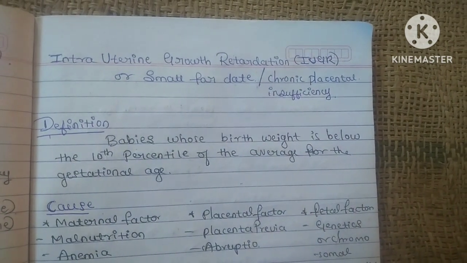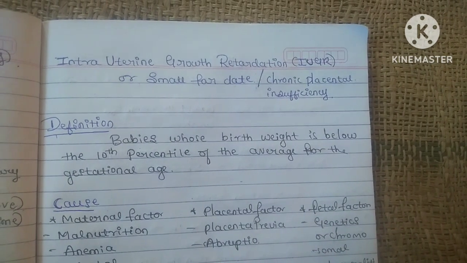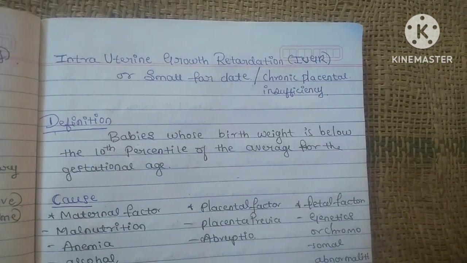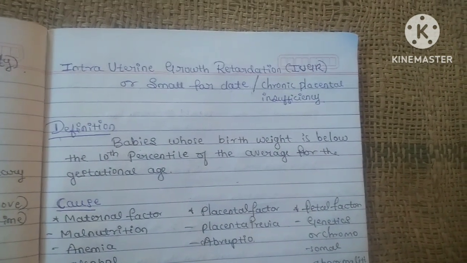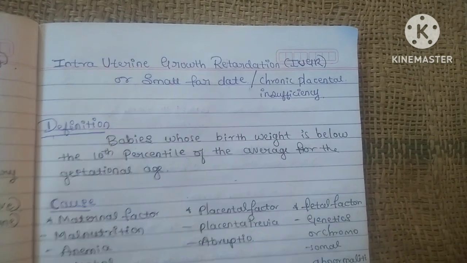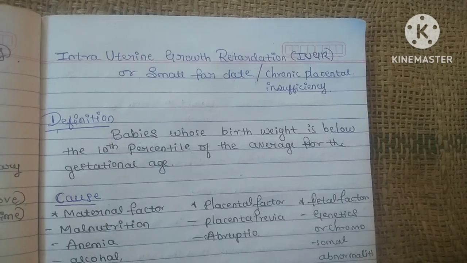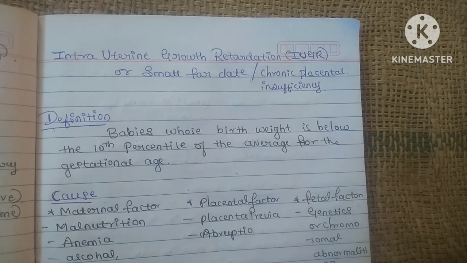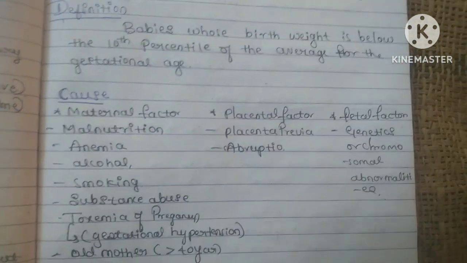Babies whose birth weight is below the 10th percentile of the average for the gestational age. The baby's weight is below the 10th percentile of the average for gestational age. There is a difference in gestational age, but the baby's weight will be below the 10th percentile of the average.